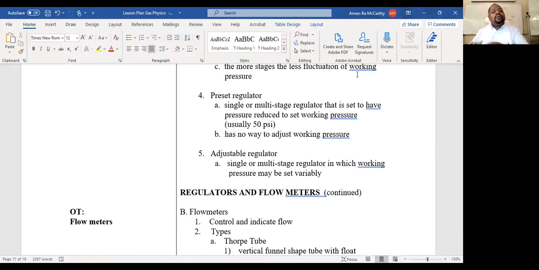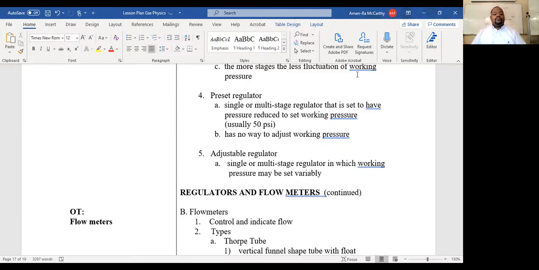But what if you are working somewhere where they say, I want my standard working pressure to be 80 PSI? Well, then that's when you would have to use a preset regulator and you would set it to 80 before you hook it up. That's all they're saying. It's usually 50, but some places they want to change that, okay? But once you have the preset regulator, you can't change it after that. Once you set it to that working pressure, you can't change it, okay?